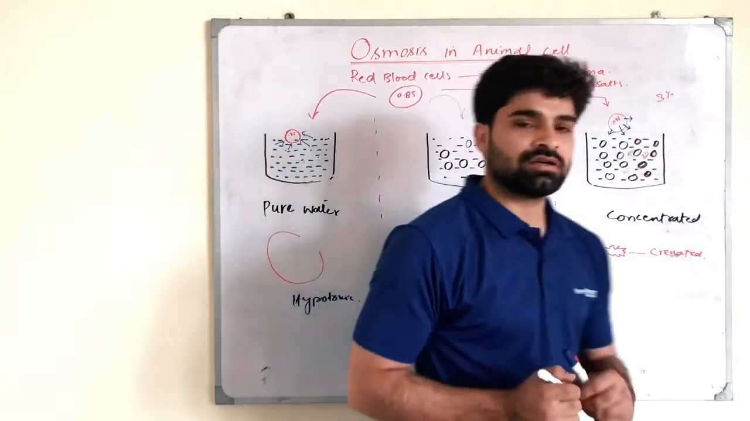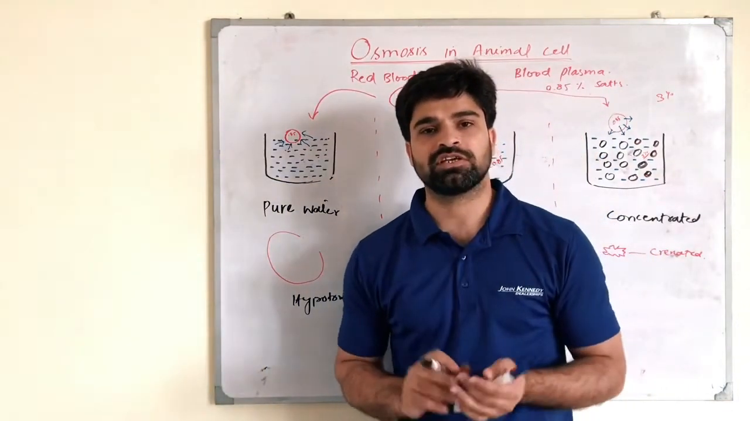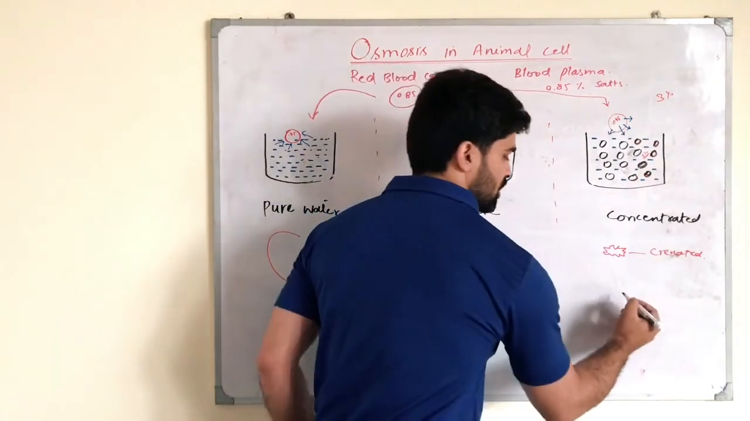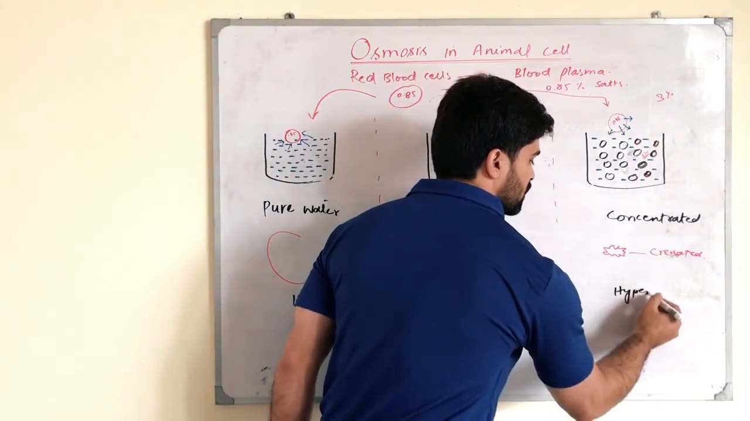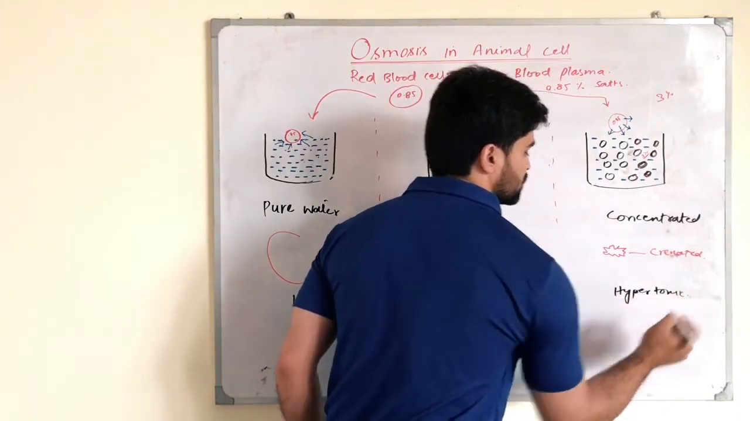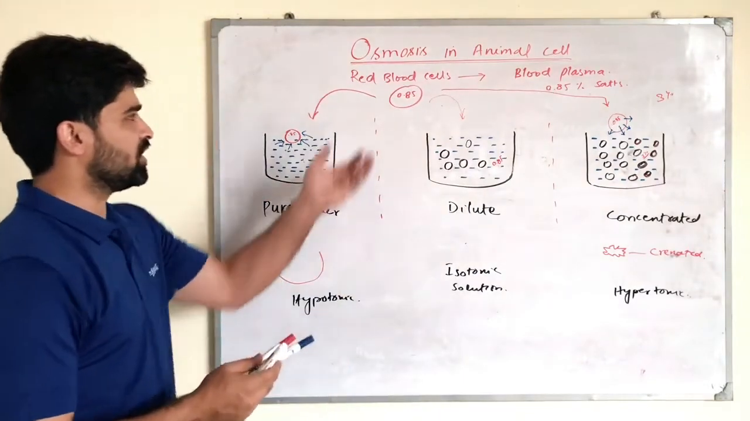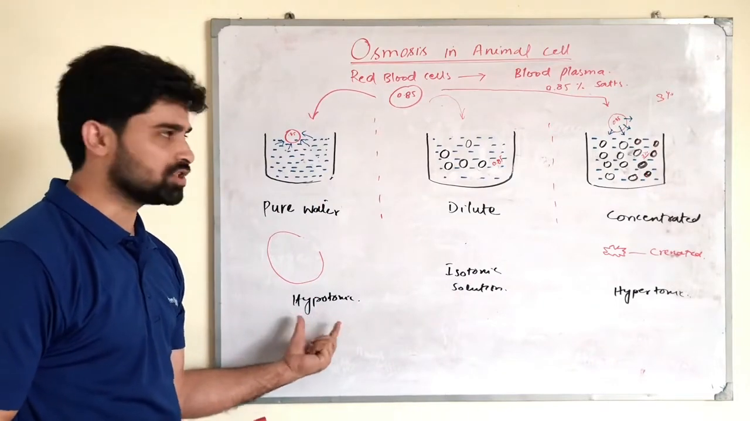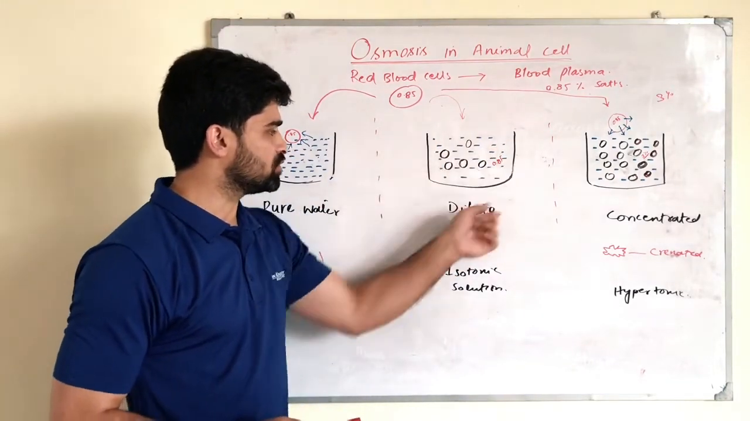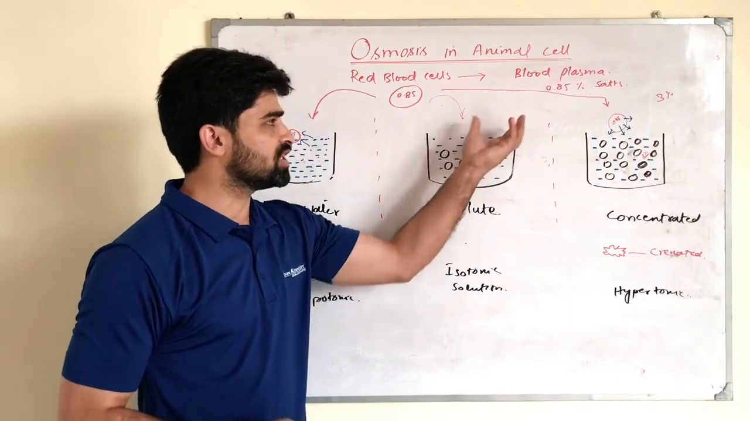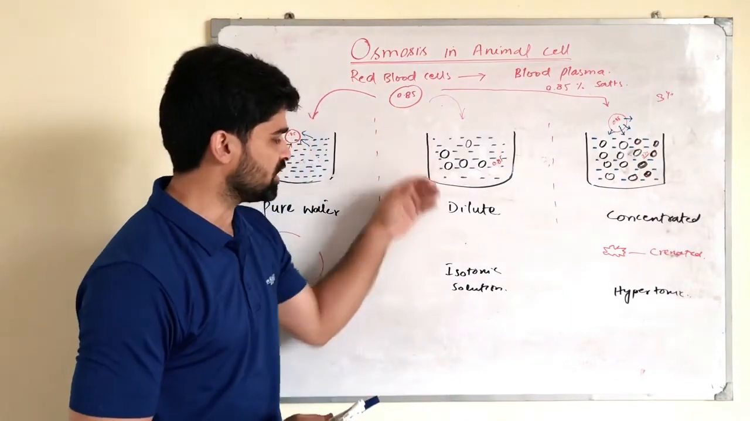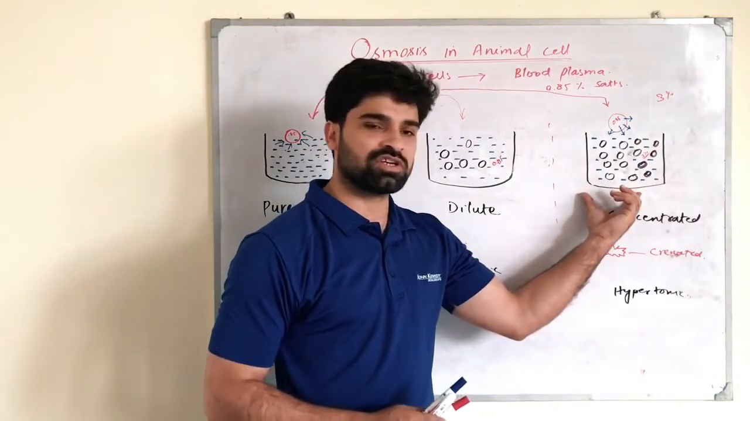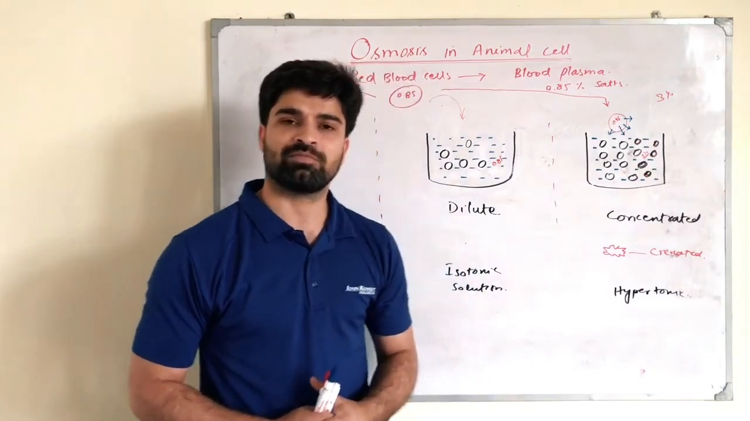And the solutions which are more concentrated than the cells are hypertonic solutions. So in that case, you have seen that pure water is a hypotonic solution, the solution which is dilute, which has the 0.85% salt solution, is isotonic to the red blood cells, and the one which is more concentrated is called a hypertonic solution.